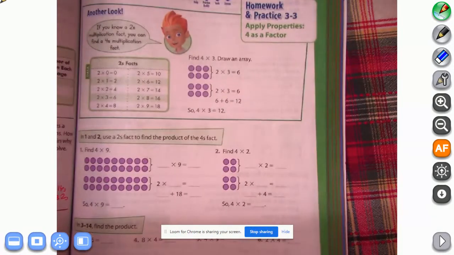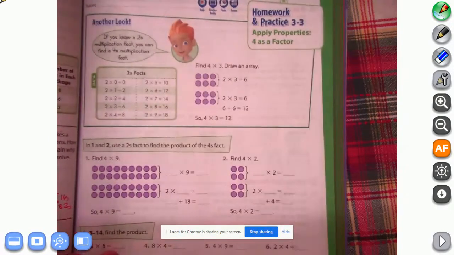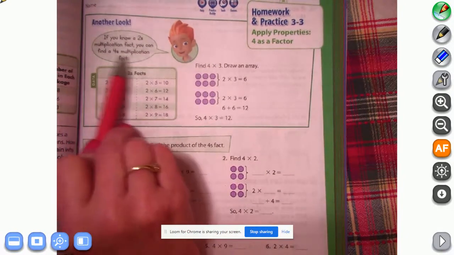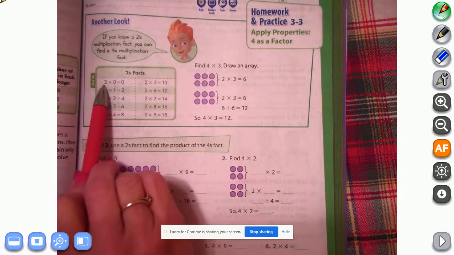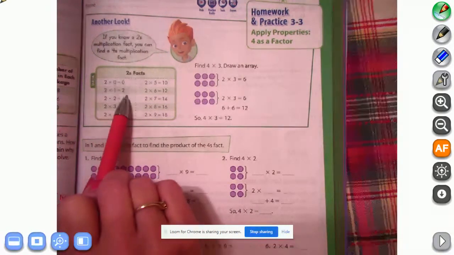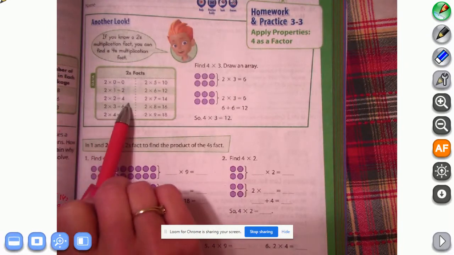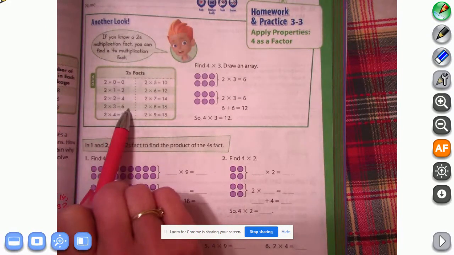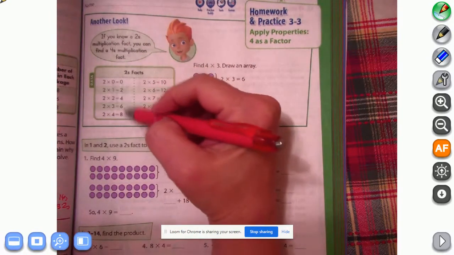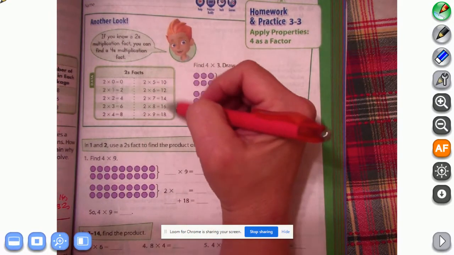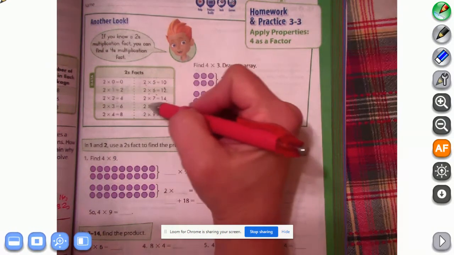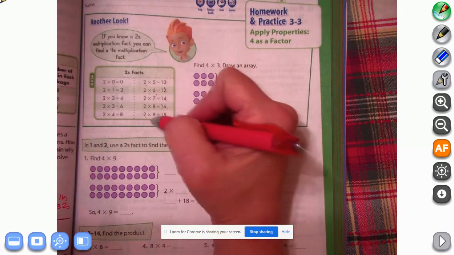I'm going to go over it really quickly with you. If you know a 2's multiplication fact, you can find a 4's multiplication fact because you can double it. 2 times 0 is 0, 2 times 1 is 2, 2 times 2 is 4, 2 times 3 is 6, 2 times 4 is 8, just like we're counting. 2, 4, 6, 8, 10, 12, 14, 16, 18. 2 times 5, 2 times 6, 2 times 7, 2 times 8, and 2 times 9.